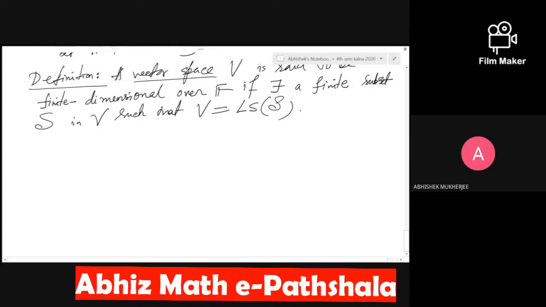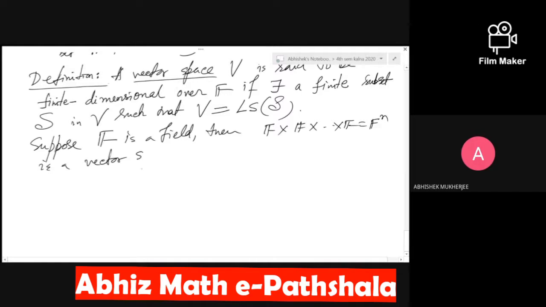For example, suppose F is a field. Then if you apply the Cartesian product to F n times, it will be denoted by F^n. Then this is a vector space over F. And the important feature of this vector space is that it can be generated by finitely many vectors.